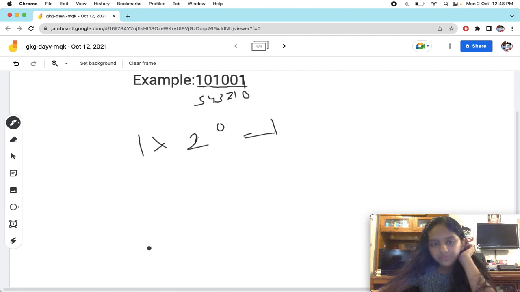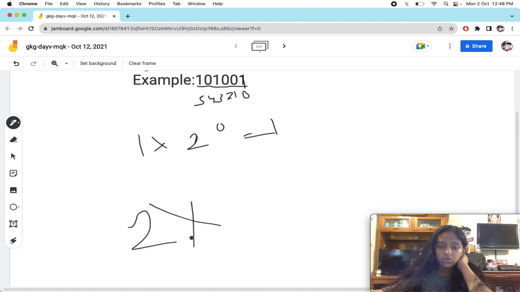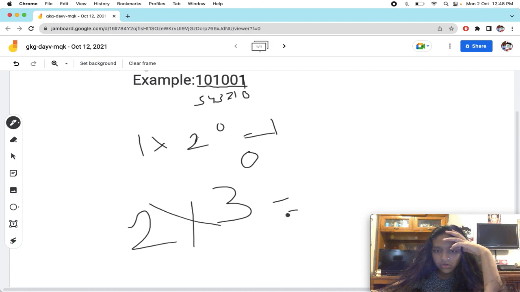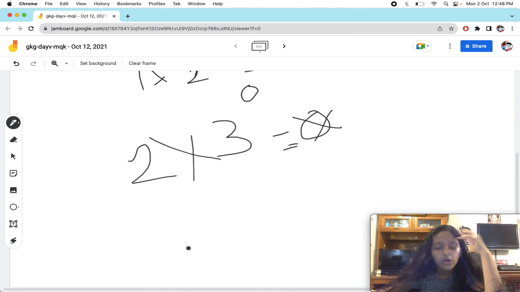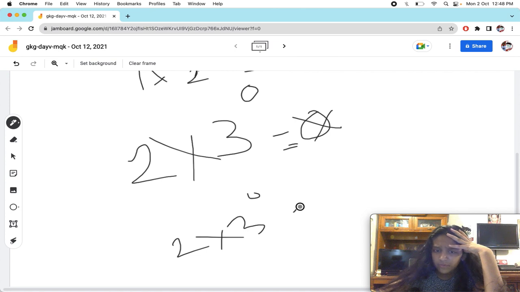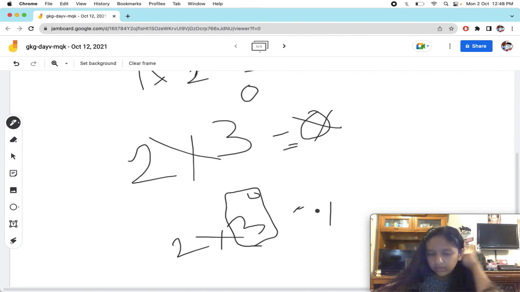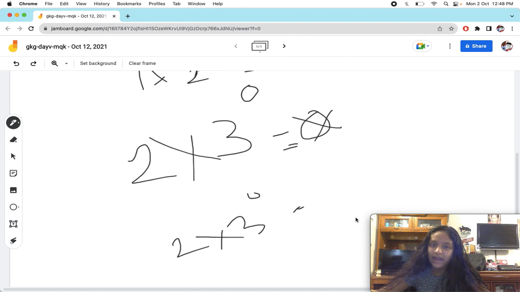Now one more thing. If, for example, you are given 2 into 3 to the power 0, what will you do? You will write 0, which is wrong. What did I tell you? 2 into 3 to the power 0. First see that 3 to the power 0. Any number raised to the power 0 will be 1, right? So now you have to multiply 1 into 2. What will you get? You will get 2. Simple, right? So that is how it is done.